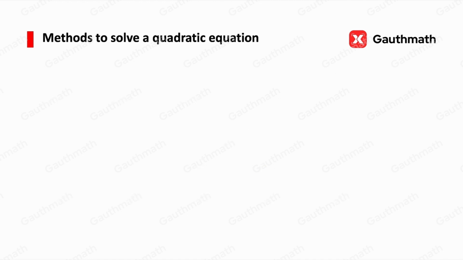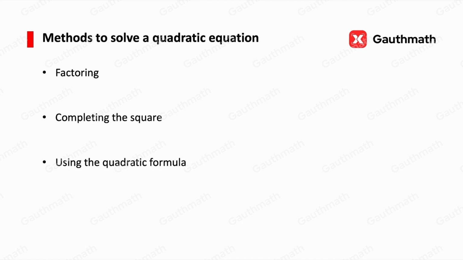So there are four methods to solve a quadratic equation: factoring, completing the square, using the quadratic formula, and using a calculator. In this lesson, we are going to talk about factoring. And usually, when the coefficients are integers, we try to use the method of factoring.